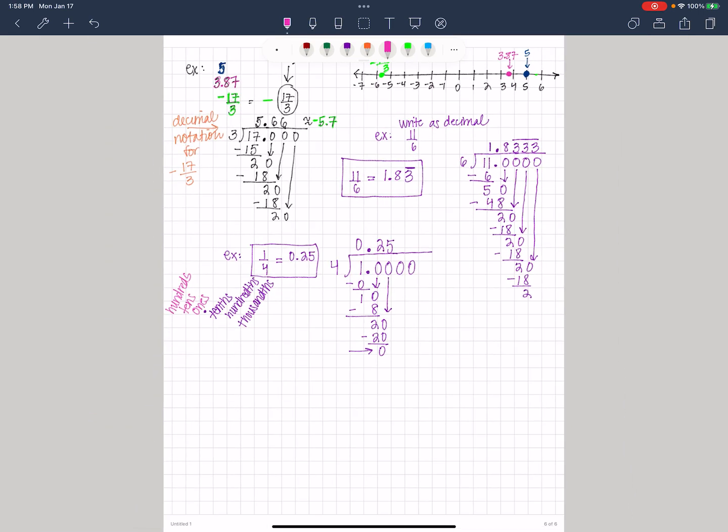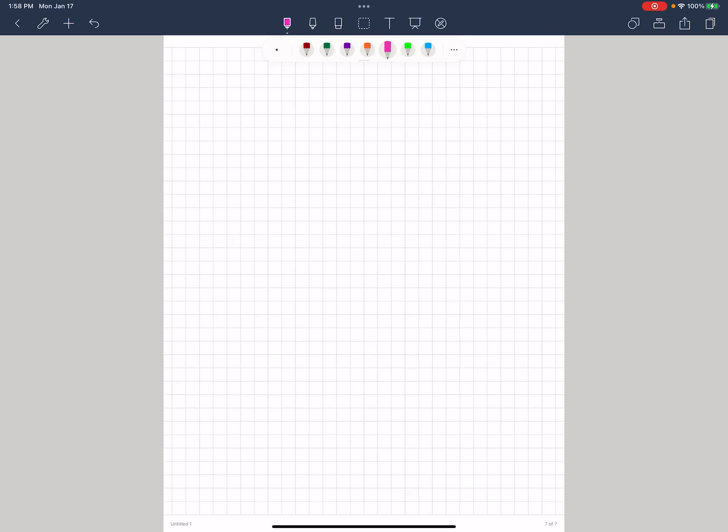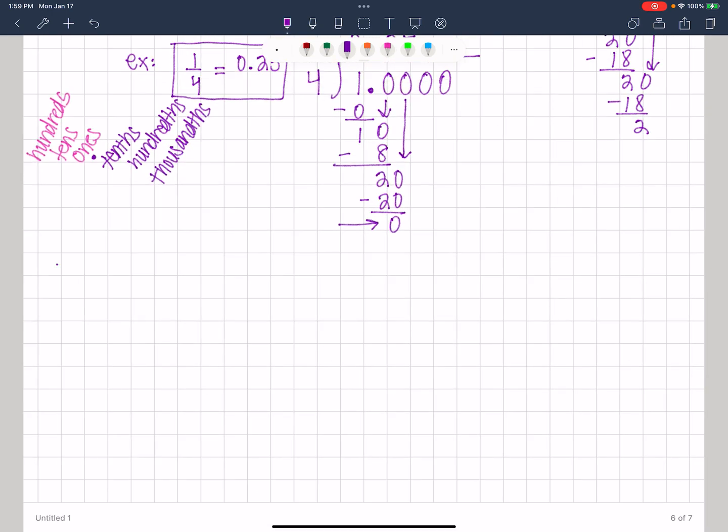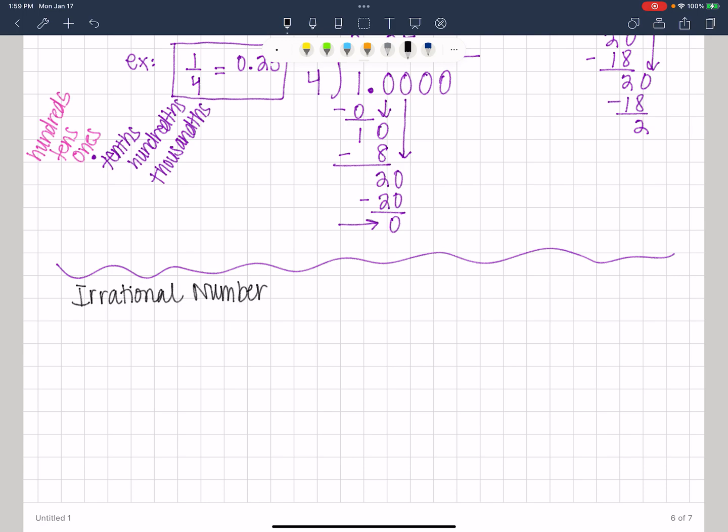Now, if we want to graph each irrational number on the number line, I'm going to use this space right here. We need to know the approximate value of the irrational number. You can use your calculator to do this, or you can use the idea of perfect square roots. So we're going to be talking about square roots.